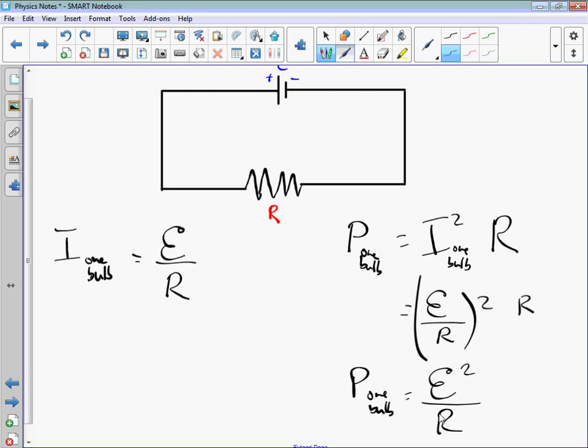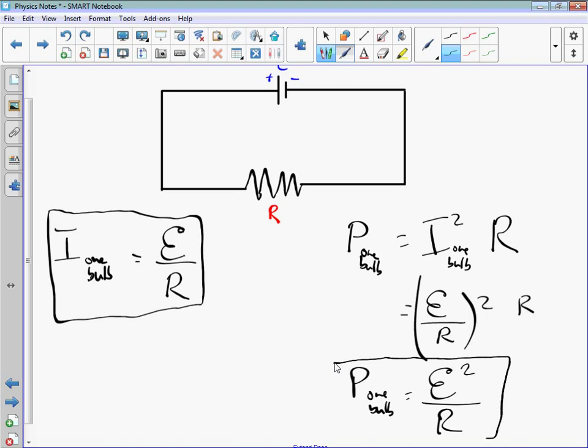For the next two circuits, we're going to keep relating back to these two things. For one bulb, we're comparing the current of one bulb and the power of one bulb to these two other circuits. The current of one bulb is EMF over resistance. The power for one bulb is EMF squared over resistance. And I'm going to keep coming back to these.